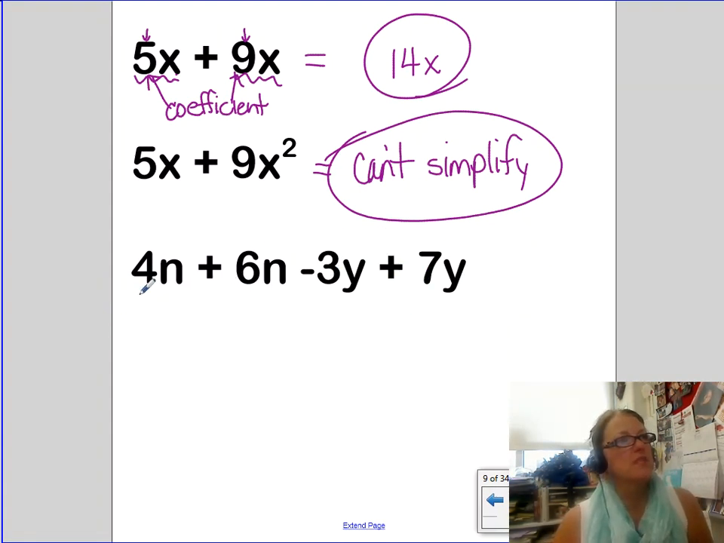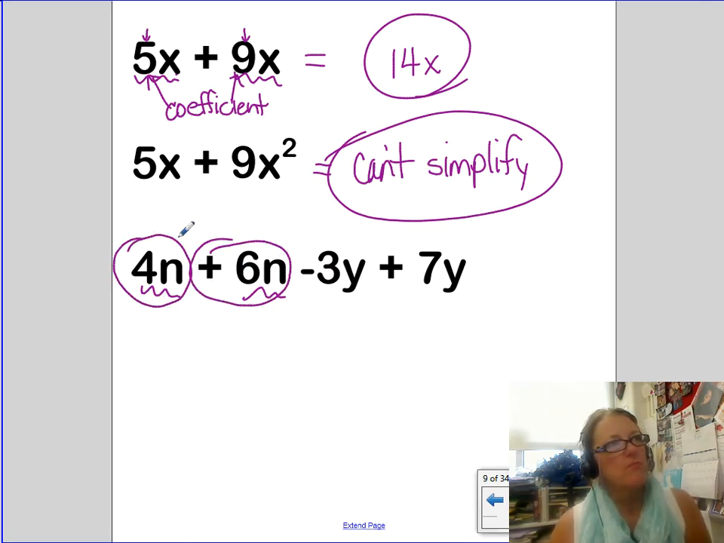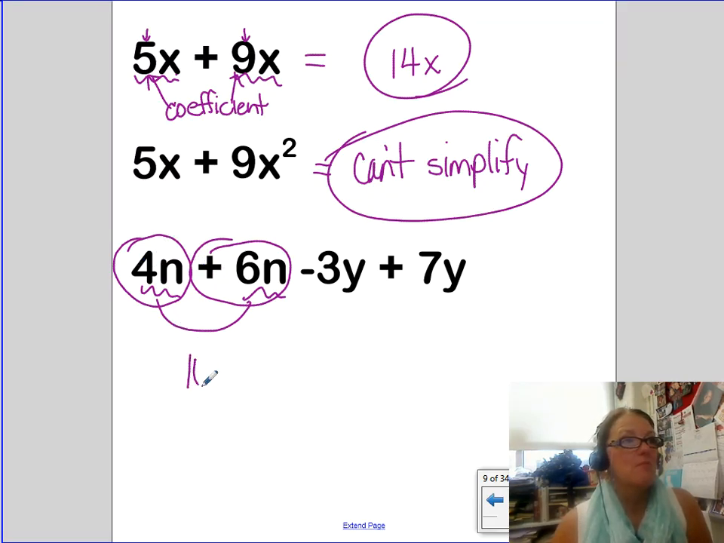Here's one that has 4 terms, 4n plus 6n minus 3y plus 7y. Here's the deal. 4n and 6n are like terms. What I like to do is either draw boxes or circles or somehow note that I'm going to combine these two together. And notice when I circled this one, I included the sign right in front. I want you to think of this as a positive 4 and a positive 6. That makes 10 n's.